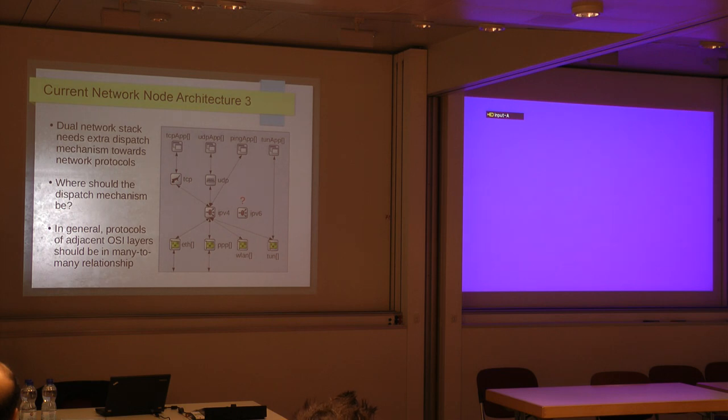And there's this other problem. If we want to introduce IPv6 into the picture, then we suddenly need some kind of dispatch mechanism towards the network protocols from both the transport protocols and the link layers, because now we have two different kinds of network protocols. So in general, between the OSI layers, there are many-to-many relationships which are not really represented right now.